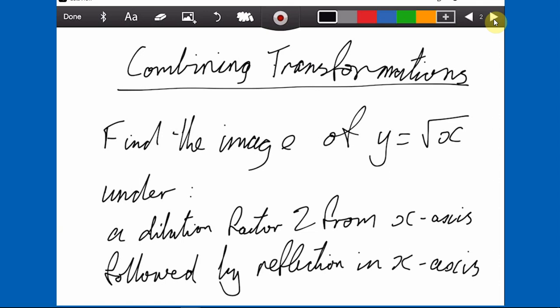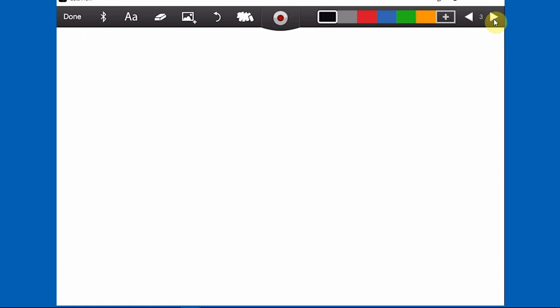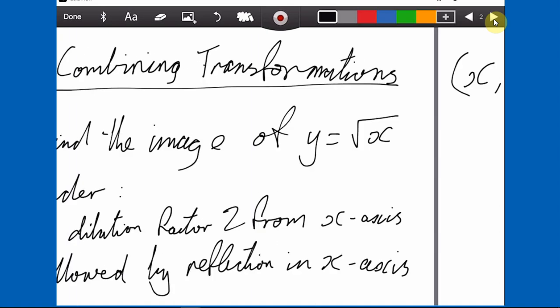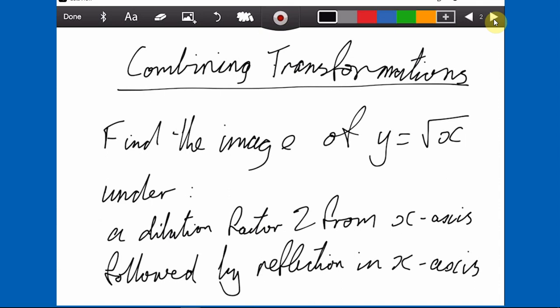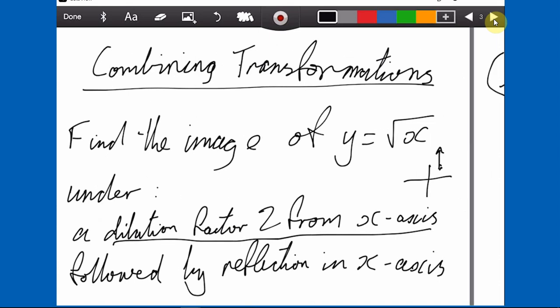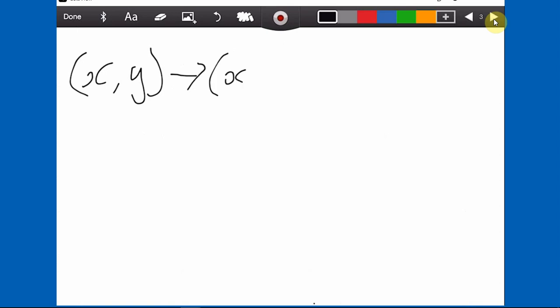First of all, we need to have a look at what happens to our x and our y. So here's our original. The first thing is that we've got a dilation factor 2 from the x-axis. So we're moving up from the x-axis, and what changes there is the y value gets bigger. After this transformation, we've got twice the y.